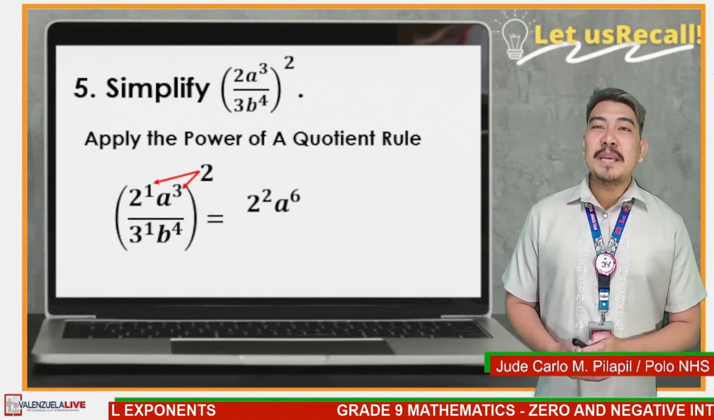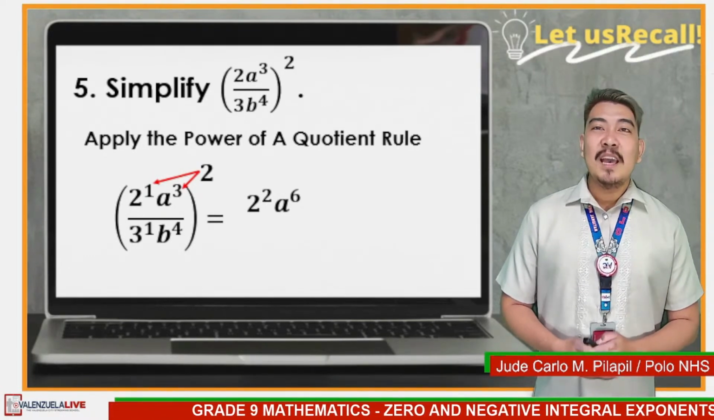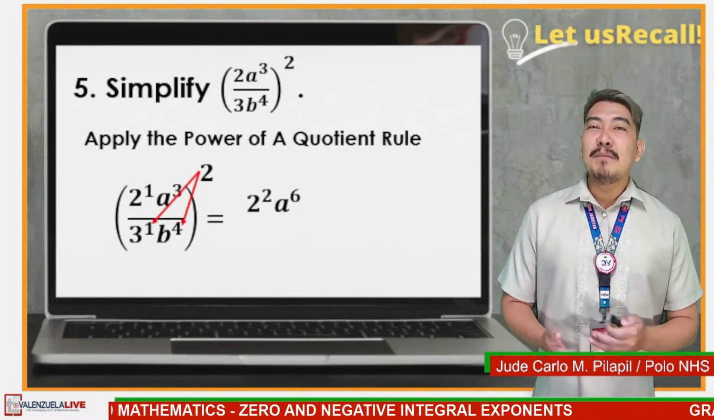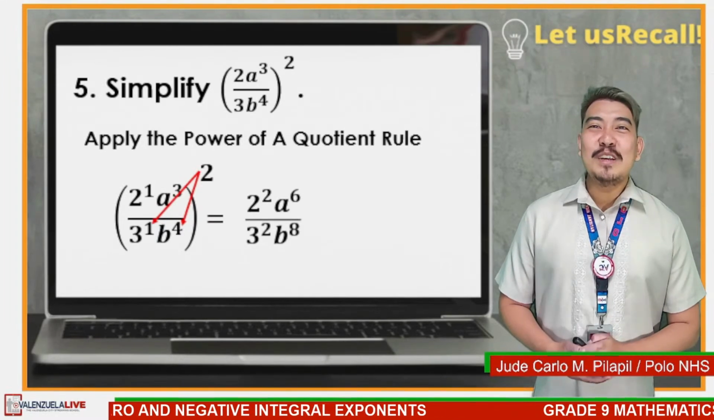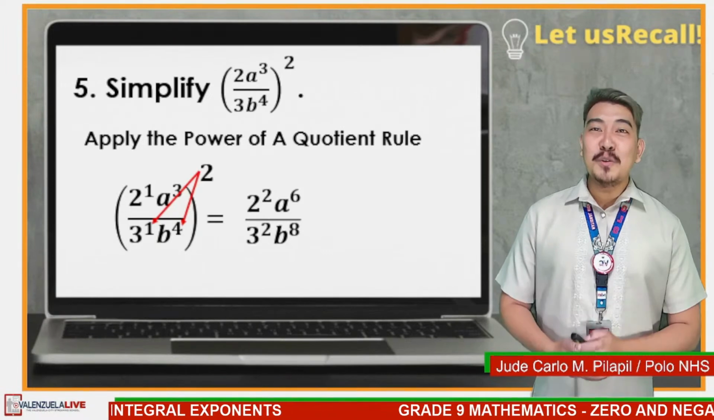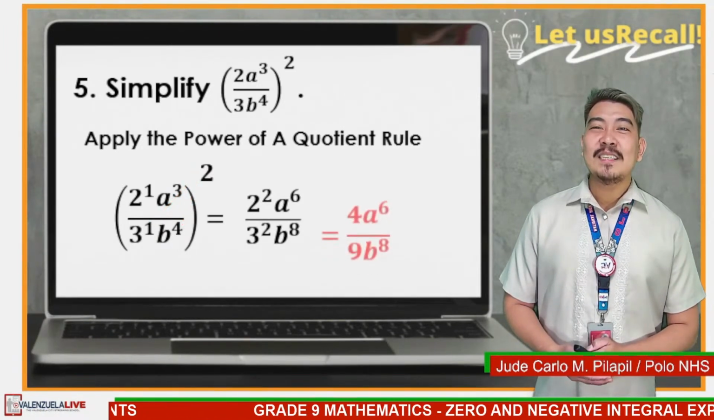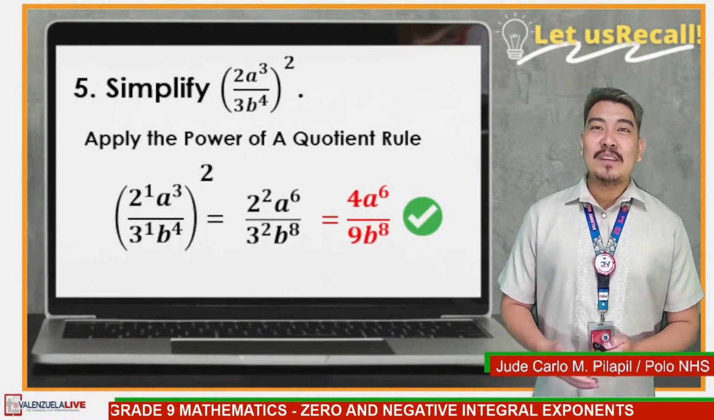Same process will be applied for 2, the exponent outside the parentheses, and the exponents in the denominator. By multiplying, we will obtain 3 squared b raised to 8. Squaring 2 and 3, the resulting expression is 4a raised to 6 over 9b raised to 8.